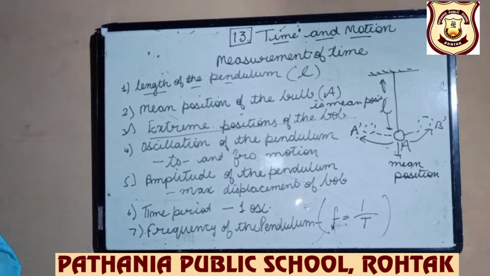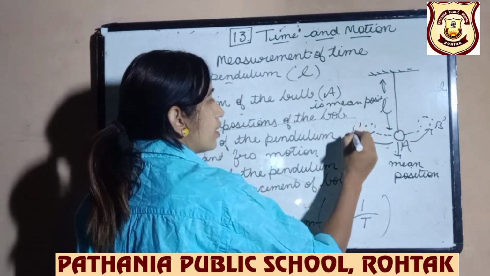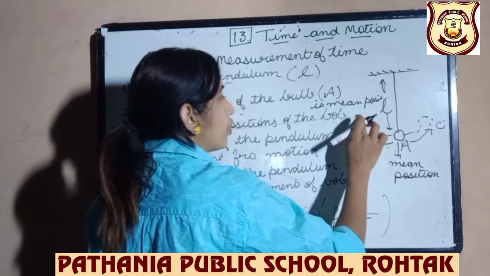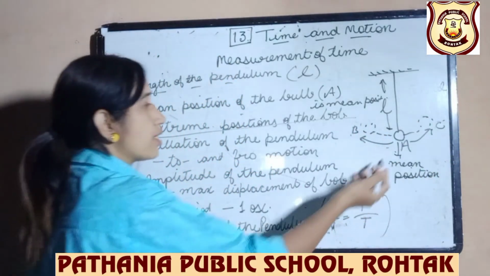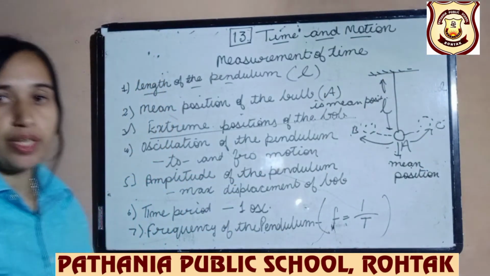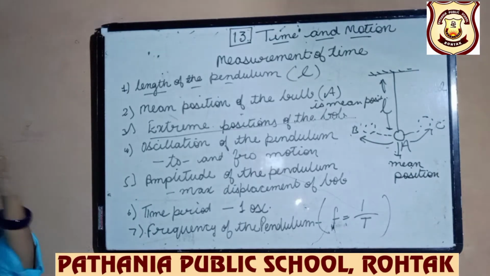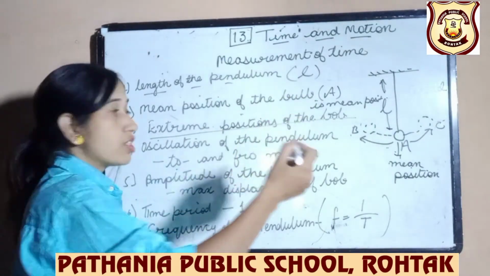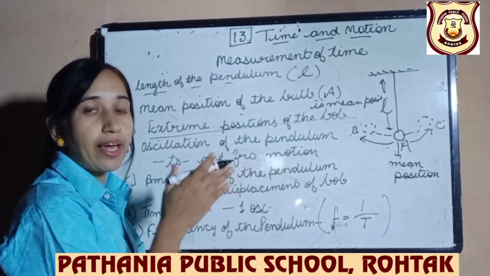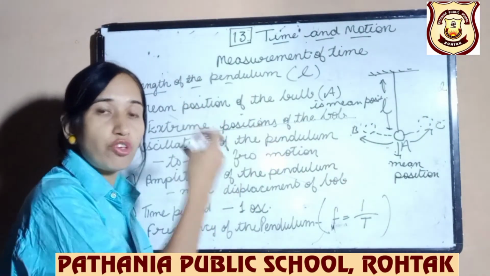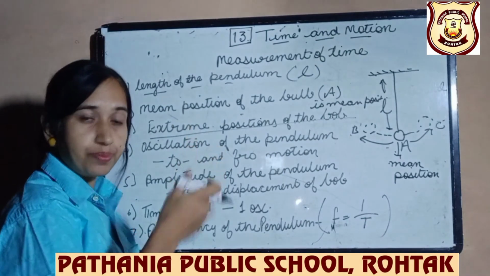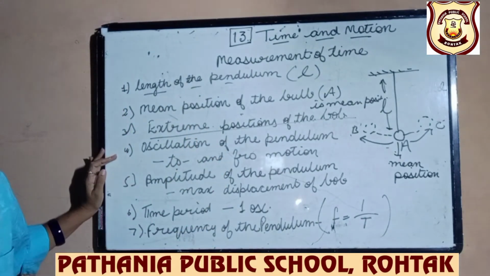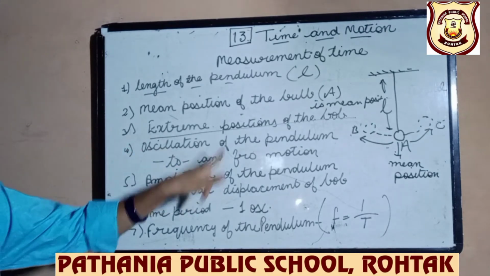Now, you can denote these as B and C. It will be easier for you, as dash will make confusion. Do it like this, A to B and B to C. Next is oscillation of the pendulum. What is oscillation? It means to and fro motion, back and forth. We are talking about the oscillation of the pendulum. One complete to and fro motion of the bob.